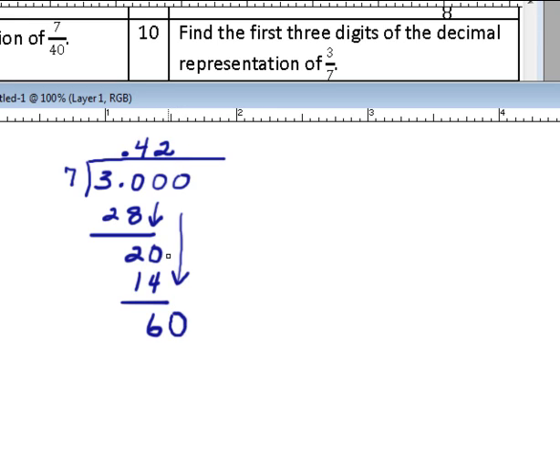And 7 into 60, that's 8 times. 7 times 8 is 56. And that's as far as we're going. We just wanted the first 3 decimals. So that'll be our approximation of 3/7.